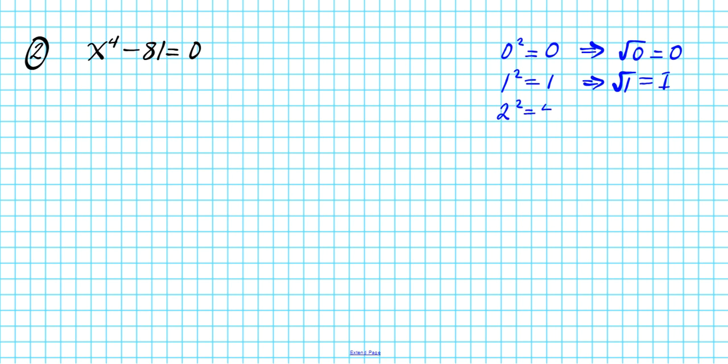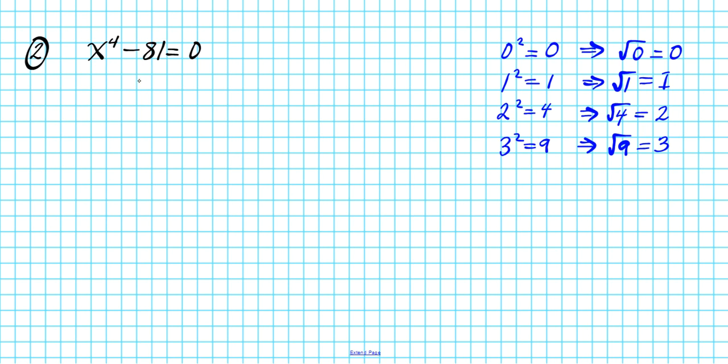2 squared is what? 4. This means that when you take the square root of 4, you end up with 2. Let's keep on going. 3 squared is 9. That means that when you take the square root of 9, you end up with 3. Okay, so these are some of your perfect squares right here. The result that you get when you multiply an integer by itself, you end up with a perfect square. Okay, now let's take a look at this equation that we are supposed to factor.